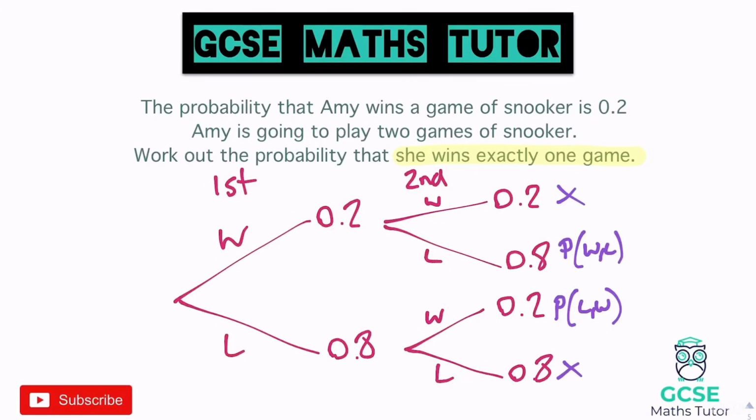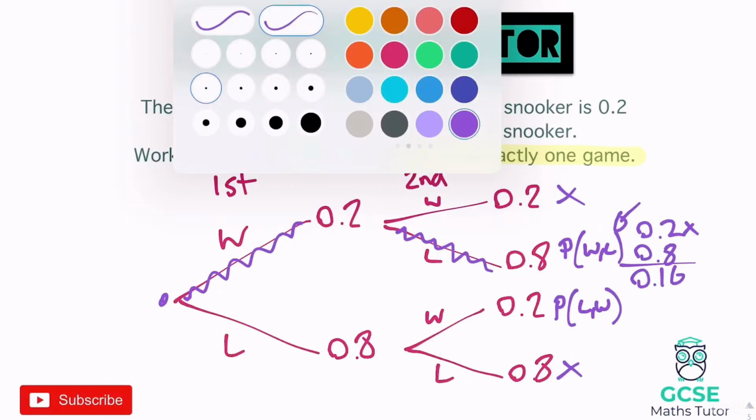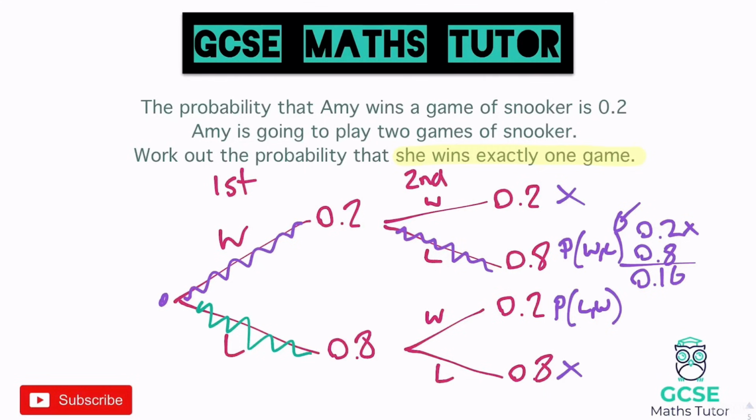So to get to this second branch here, if we go to the start, we go up through the win and down through the loss. So that's 0.2 multiplied by 0.8. And 0.2 times 0.8 is 0.16. Looking at the second option there, she could lose and then win. And that just goes through 0.8 multiplied by 0.2, which gives us the same answer there of 0.16.